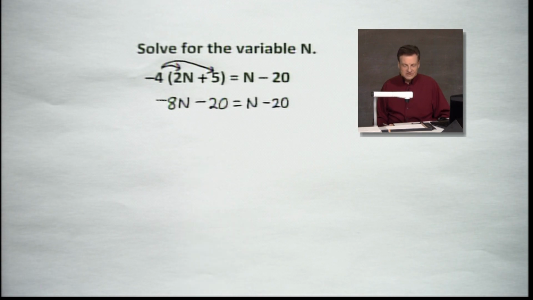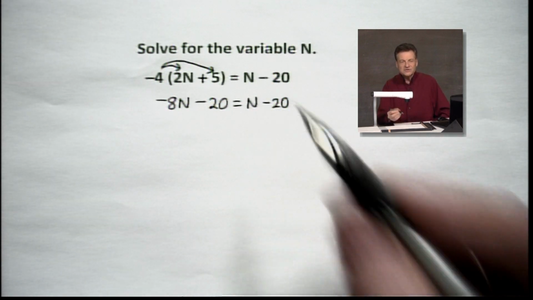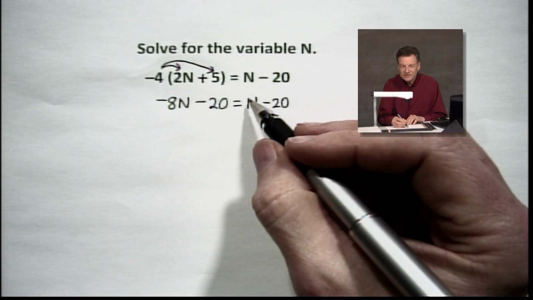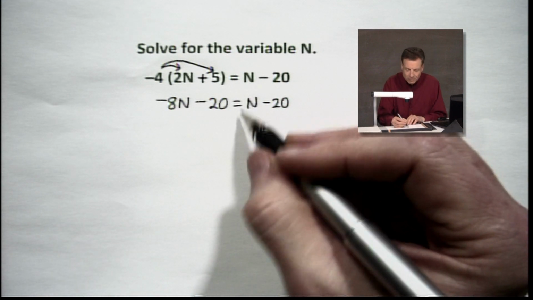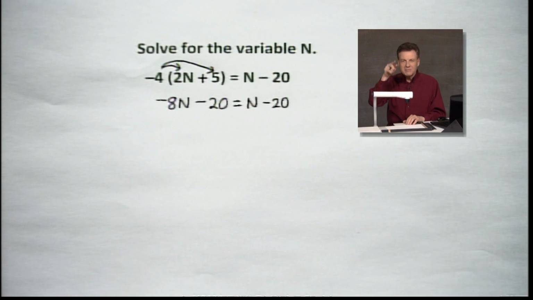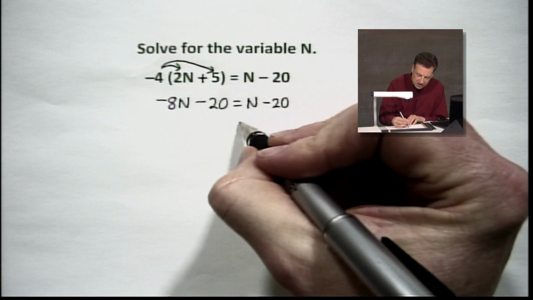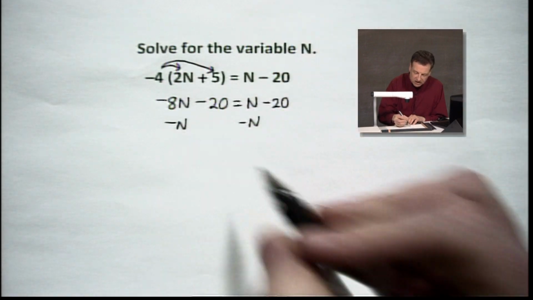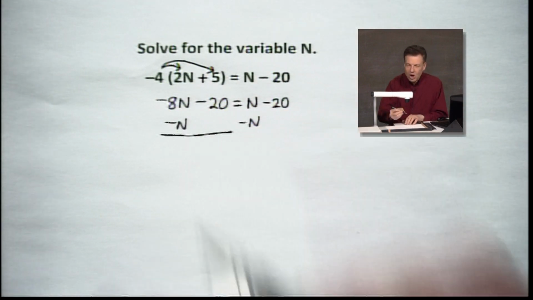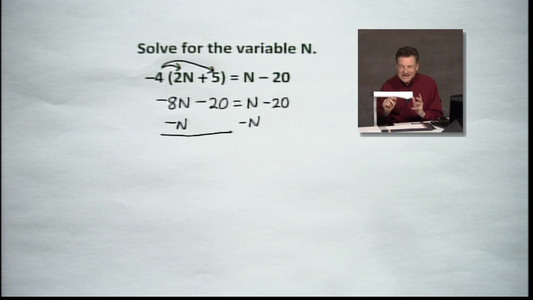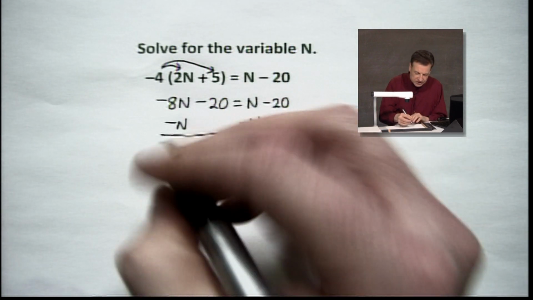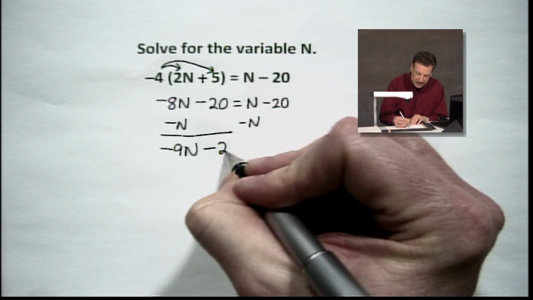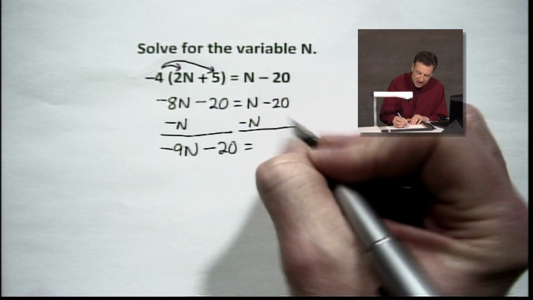My next thing I like to do is get those n's together, all right? There is an n there. There's no number in front of the n, so we automatically assume that there is a 1. So we're going to subtract that n. We're going to also subtract it over here. And remember what I said, it's like having a 1. So we've got a -8, and we're going to subtract 1, which is going to give us -9n, minus that 20. And on the other side, hey, they went away, right?